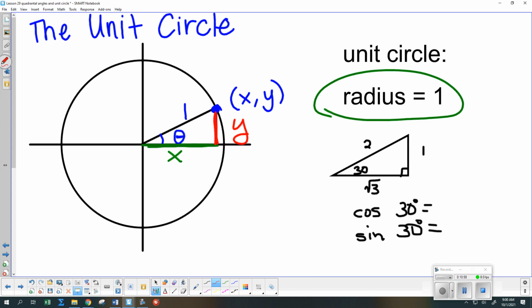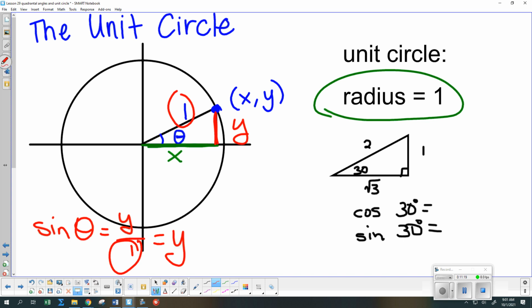If the radius is 1 there, then I can say that the sine of that angle is opposite over the hypotenuse, which is y. So I have just said, if the radius is 1, so that's what I'm plugging in here, then this second coordinate is the same thing as the sine of that angle.